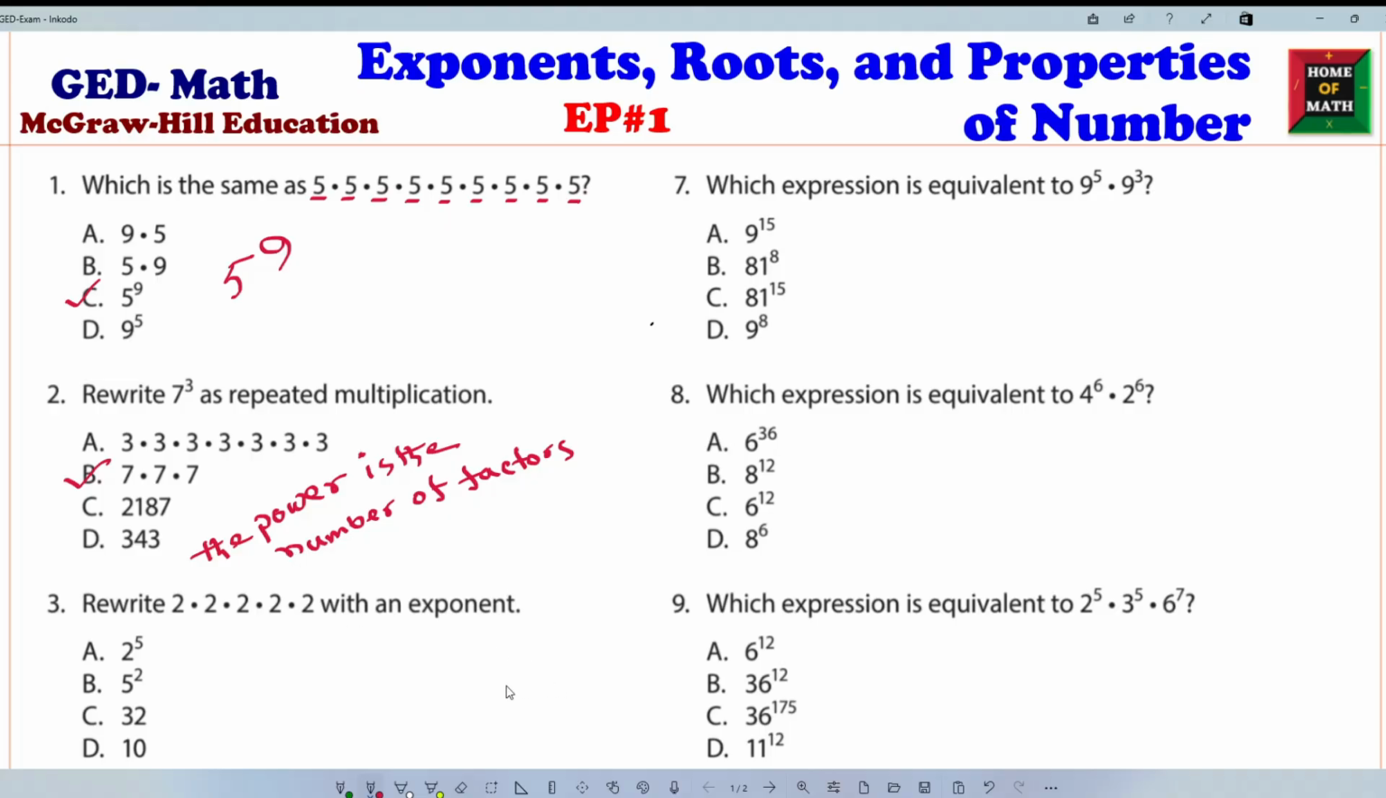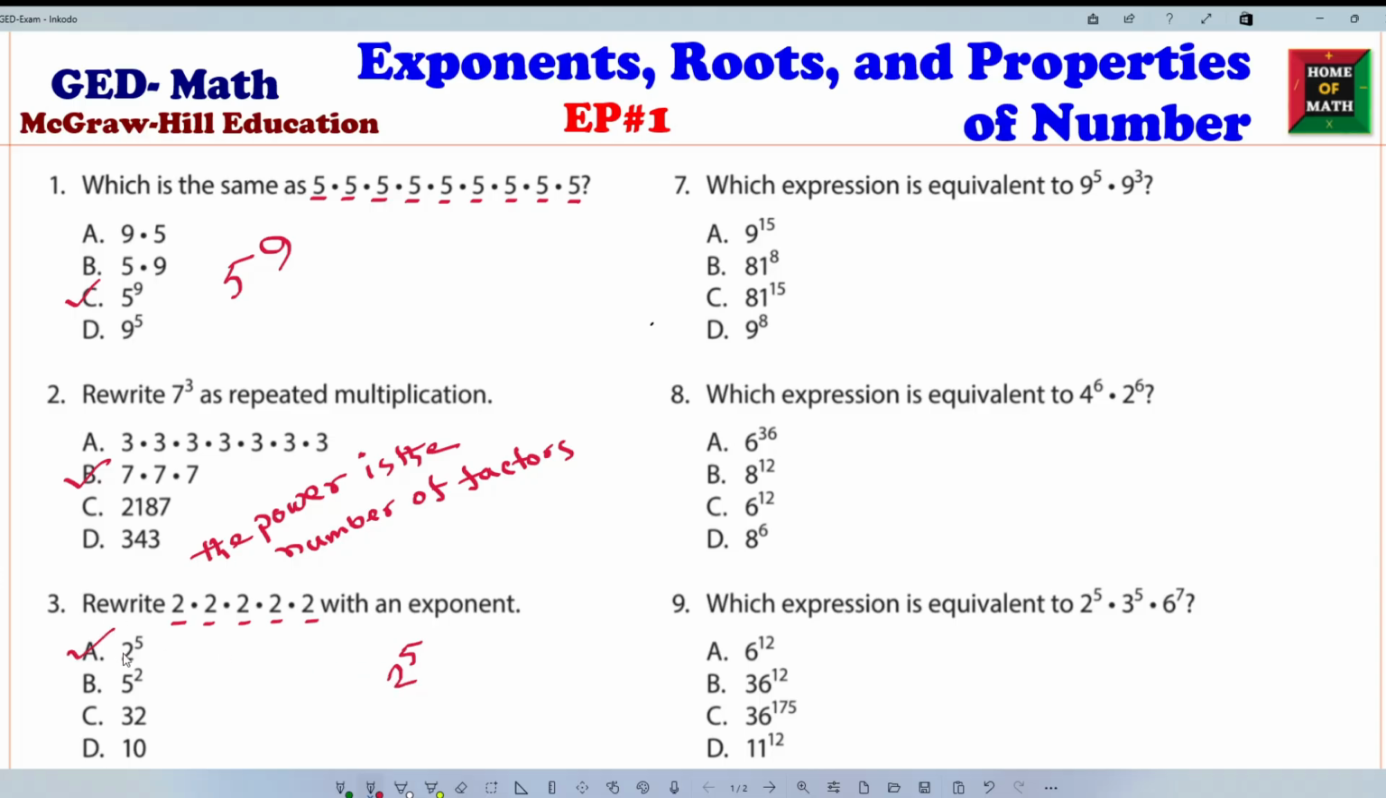Now next one, rewrite 2·2·2·2·2 with an exponent. This is also the same, the number of factors is the power. So here the factors are 1, 2, 3, 4, 5. So 5 is the exponent or power and the base is 2. So our answer will be 2 to the power 5.